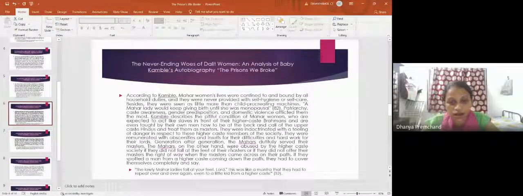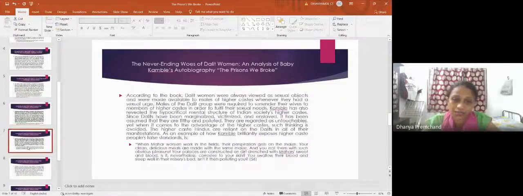Generation after generation, the Mahar dutifully served their masters. The Mahars, on the other hand, were abused by the higher caste society if they did not fall at the feet of their masters or if they did not offer their masters the right of way when the masters came across their path. If they spotted a man from a high caste coming down the path, they had to cover themselves completely and say, the lowly Mahar ladies fall at your feet, Lord. This was like a mantra that they had to repeat over and over again, even to a little kid from a higher caste.